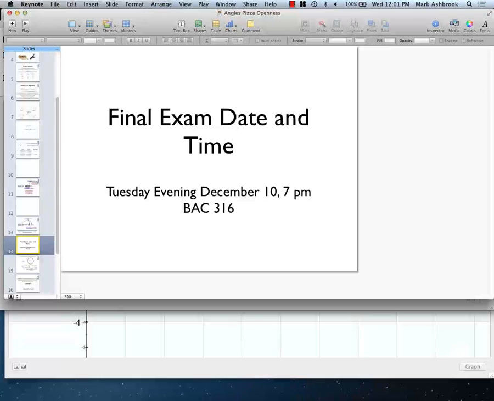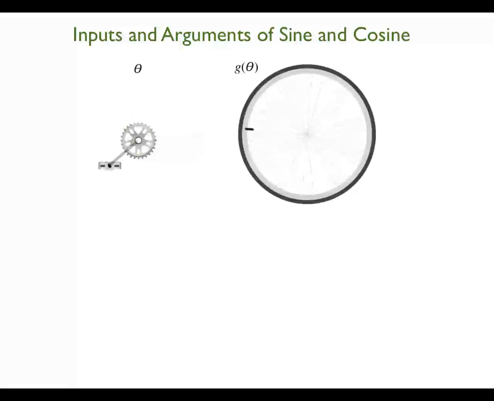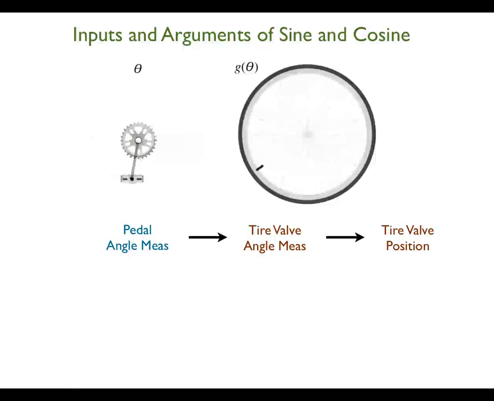Okay, so last time we were talking about this pedal and these tires. So let's summarize. There's the pedal angle measure. There's this initial angle of the pedal, and from the pedal angle, we saw that the tire valve angle was a different angle that came from the pedal angle, and from the tire valve angle, we could get the tire valve position.